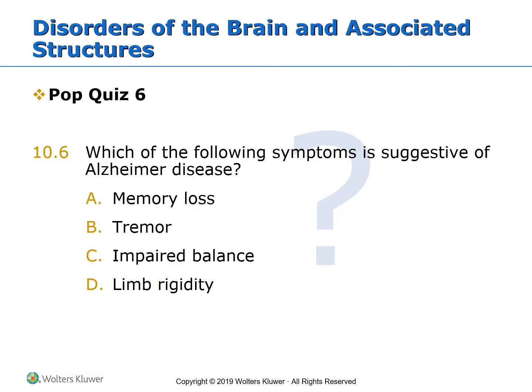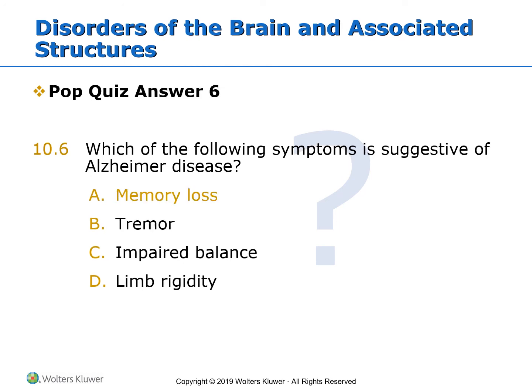Question number 6. Which of the following symptoms is suggestive of Alzheimer's disease? Memory loss, tremor, impaired balance, or limb rigidity? Suggestive for Alzheimer's disease is the symptom of memory loss. Tremor is associated with Parkinson's, as are impaired balance and limb rigidity.